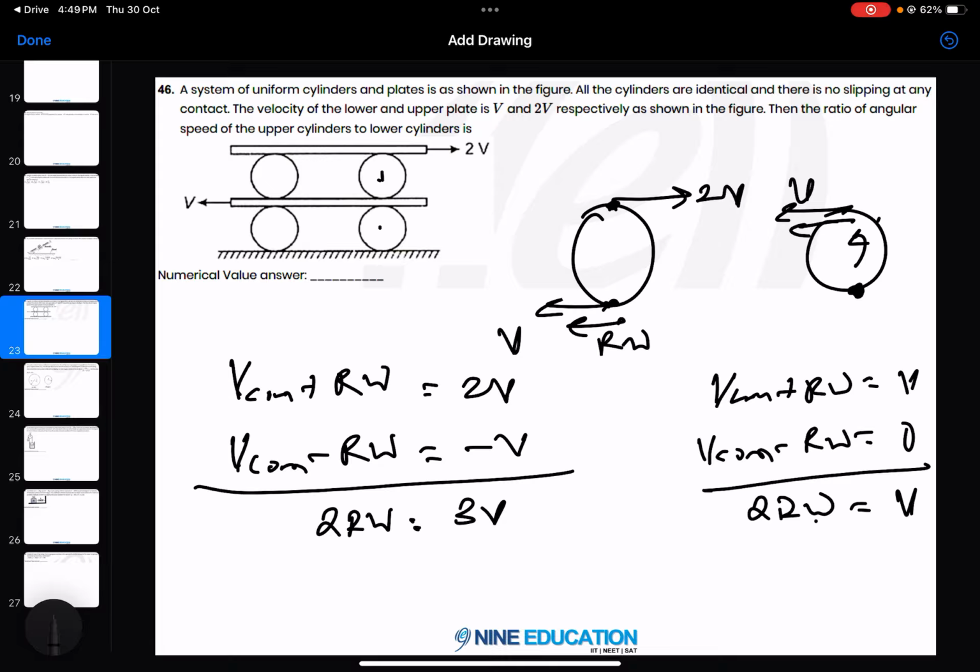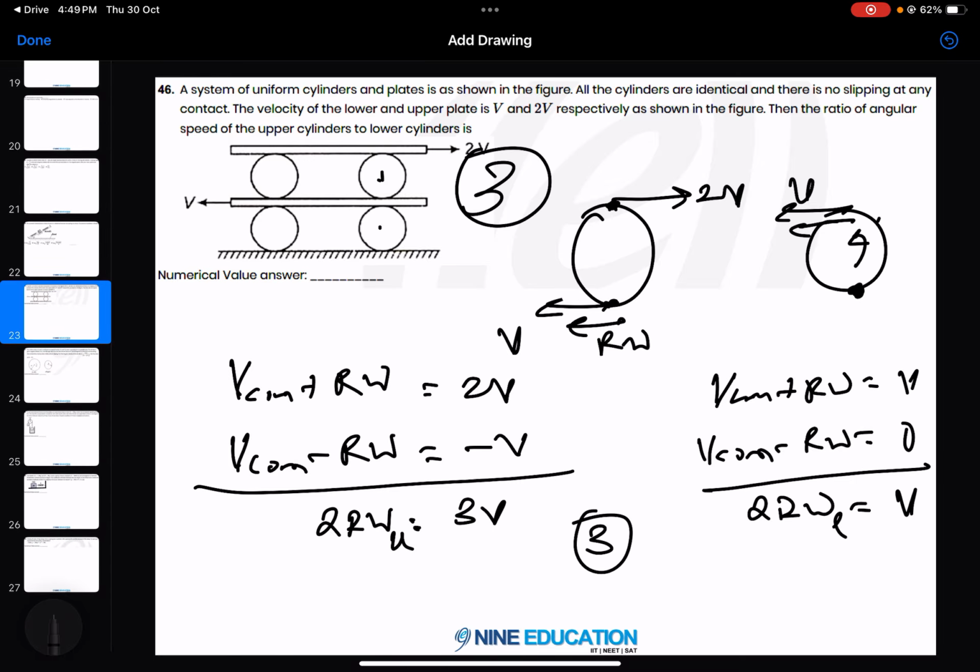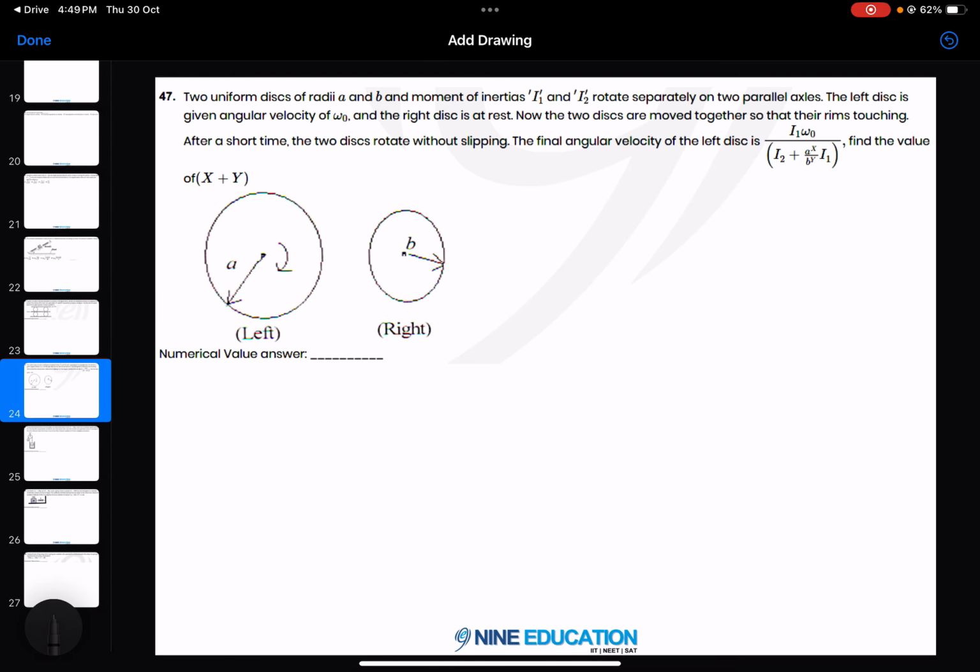This is omega lower, this is omega upper. When you take the ratio, the 2r cancels, and 3v by v will be 3. So the answer will be 3. Now when both of them are brought into contact, frictional force is applied on both the discs in equal and opposite directions.